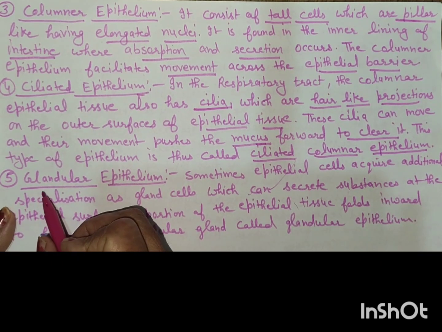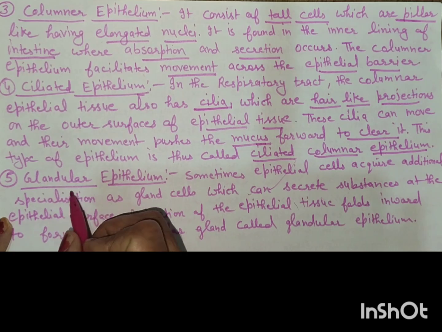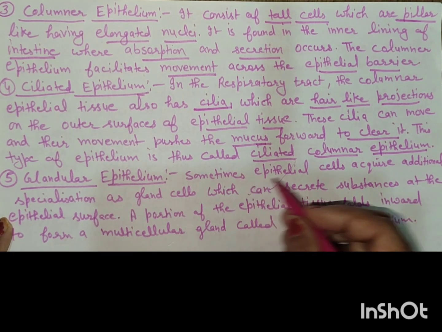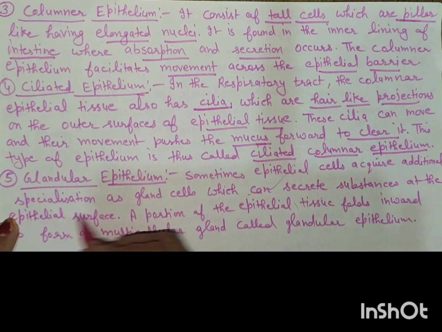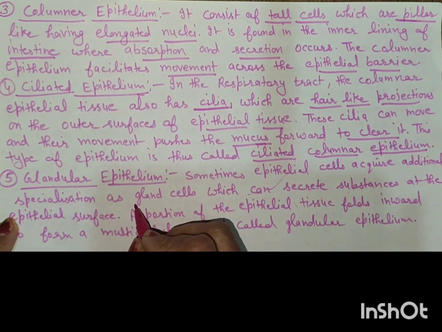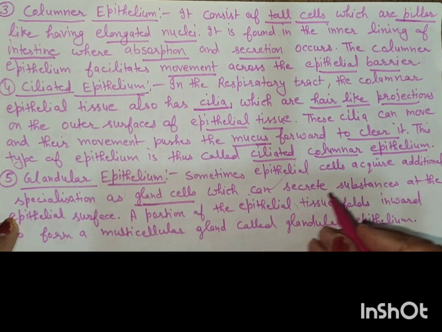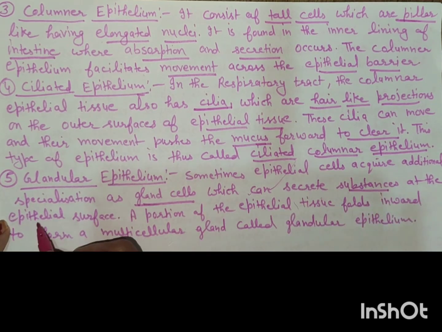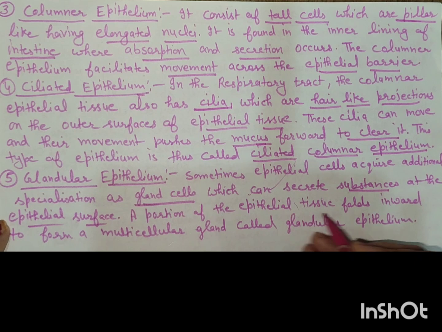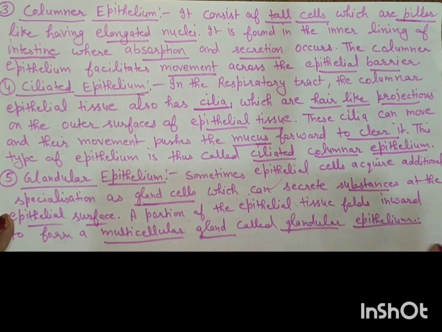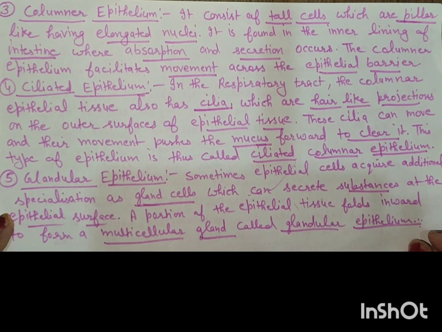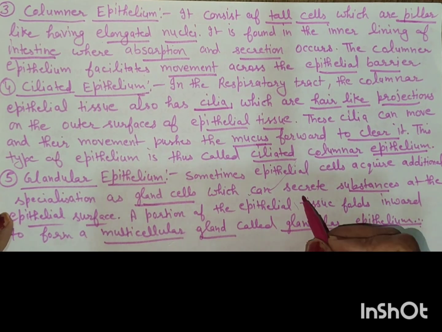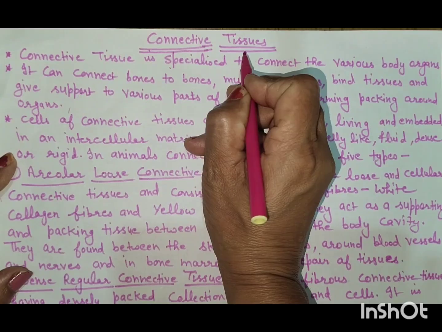The fifth type of epithelial tissue is glandular epithelium. Sometimes epithelial cells acquire additional specialized structure. These are called gland cells, which can secrete substances at the epithelial surface. A portion of the epithelial tissue folds inward to form a multicellular gland, called the glandular epithelium. The mammary gland and salivary gland are examples of glandular epithelium, and these help in the secretion of substances.